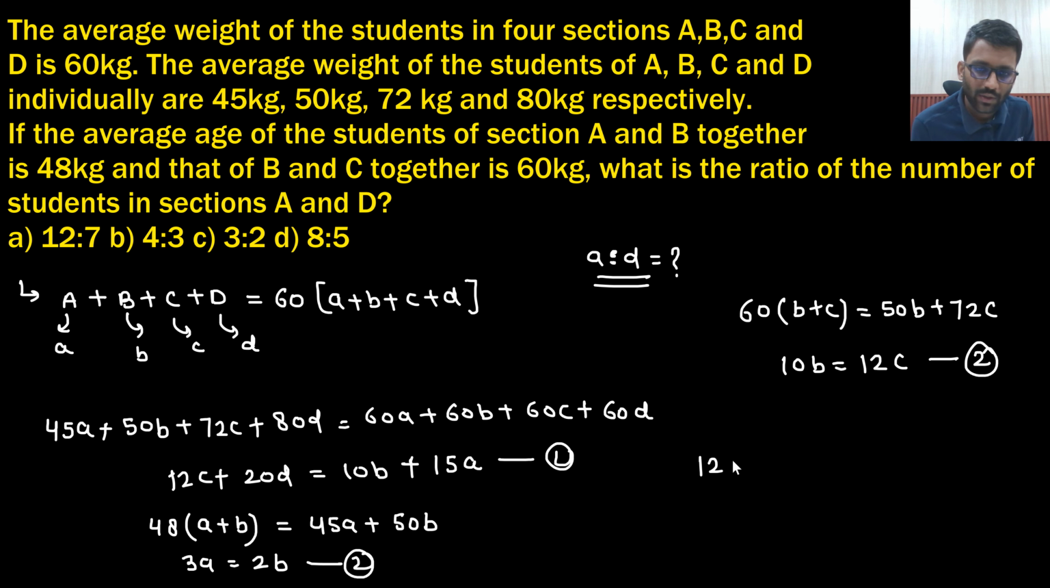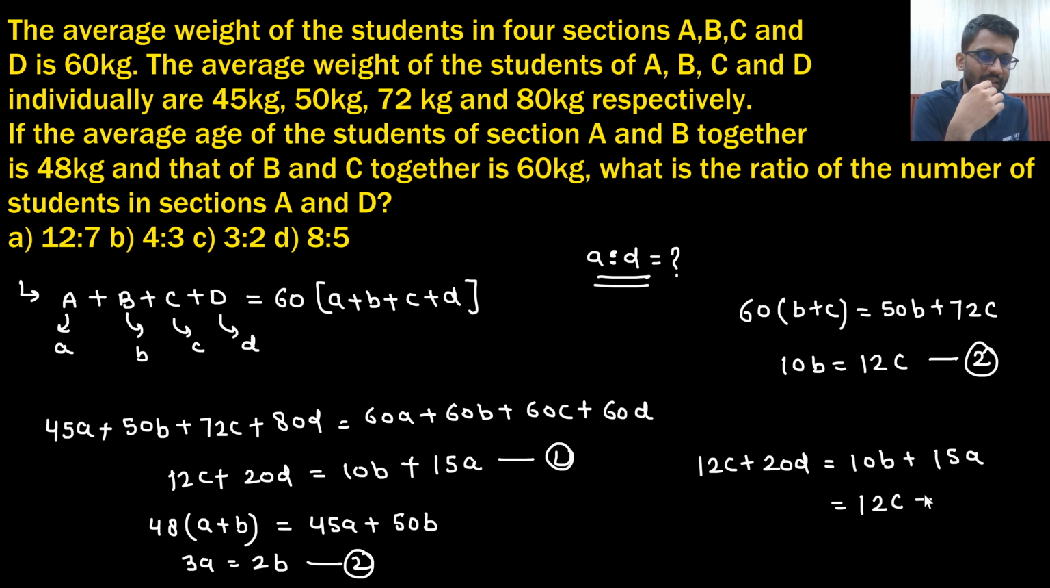What is this equation? 12C plus 20D is equal to 10B plus 15A. I have the relation between A, B and C. So I will try replacing 10B with 12C, right? Instead of 10B I am putting 12C. So 12C plus 15A, and here 12C is also there, plus 20D. 12C and 12C get cancelled.